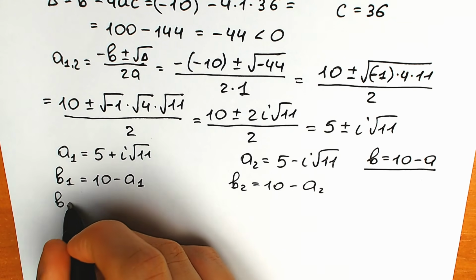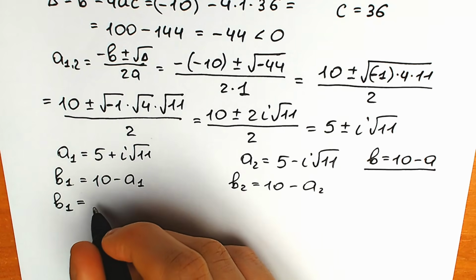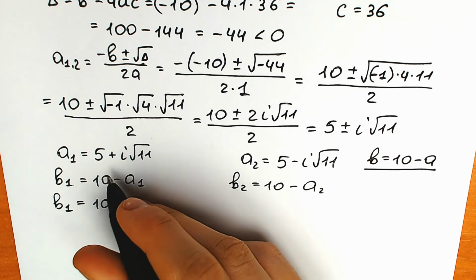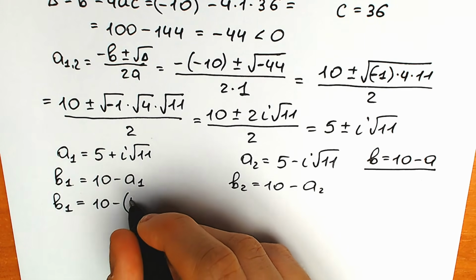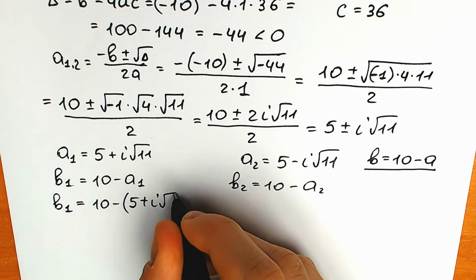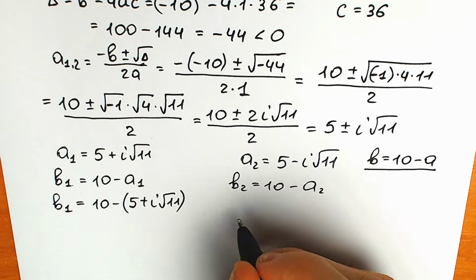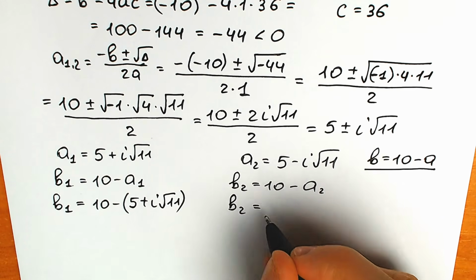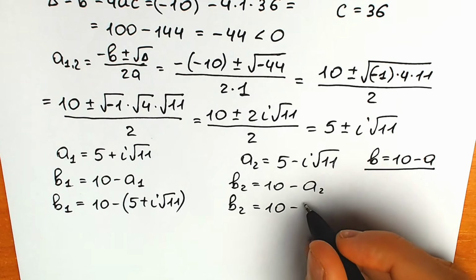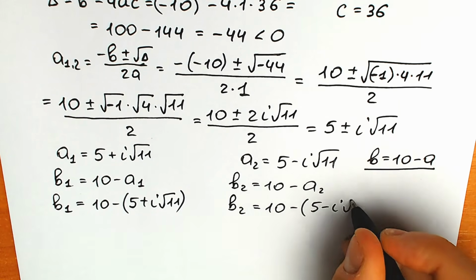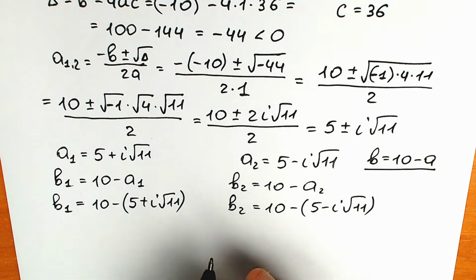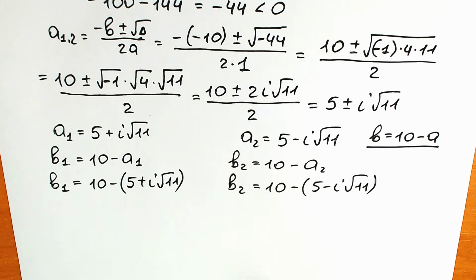For example, b first equals 10 minus a first, right here on the top. So 5 plus i square root of 11. And b second, right here we have 10 minus 5 minus i square root of 11. And I hope you see right now that we have two absolutely symmetrical pairs.